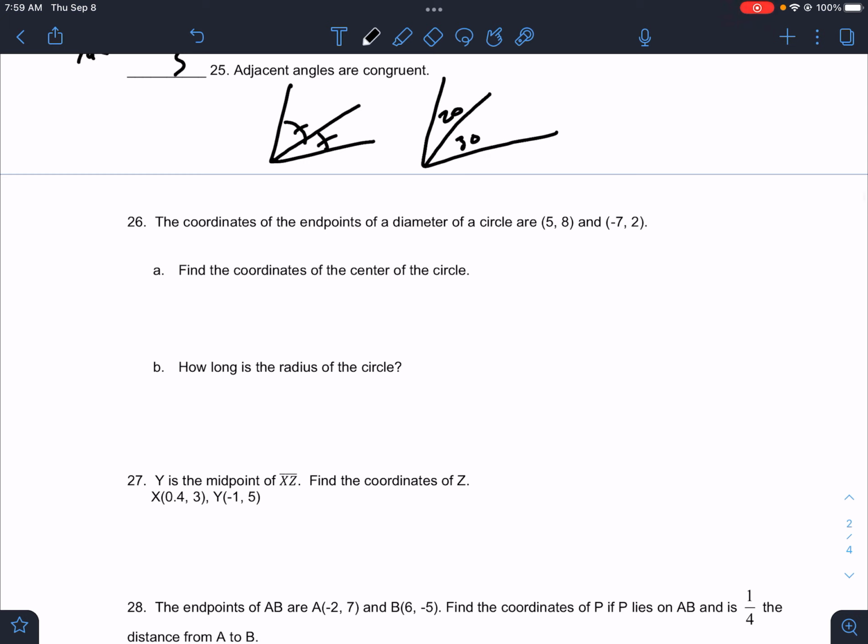The coordinates of the endpoints of the diameter of a circle. So we got a circle.